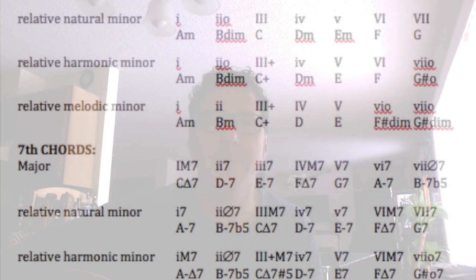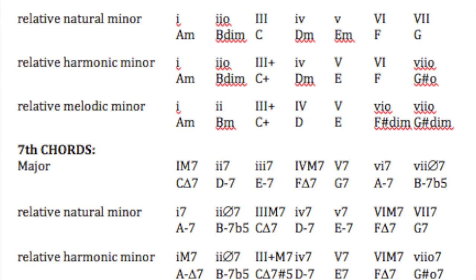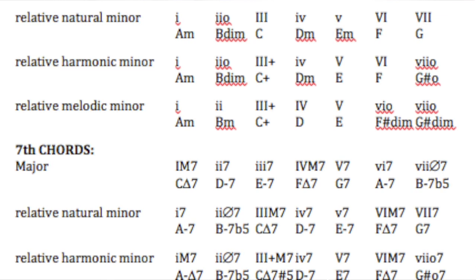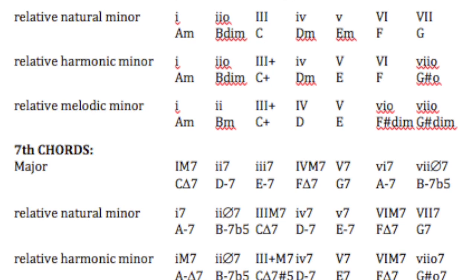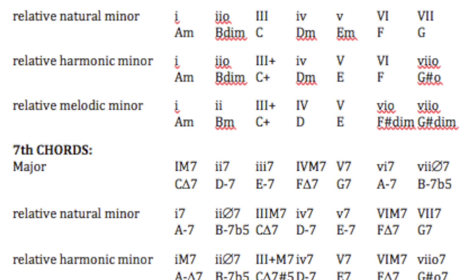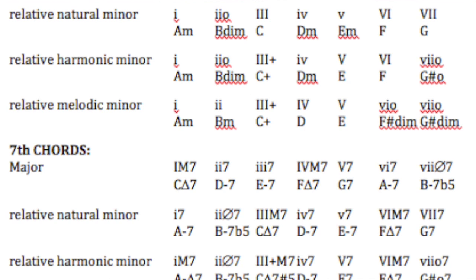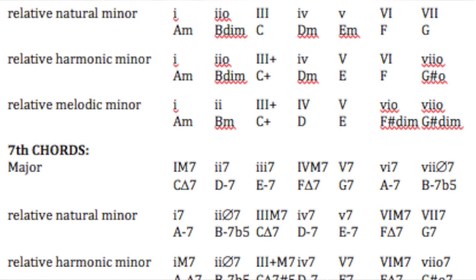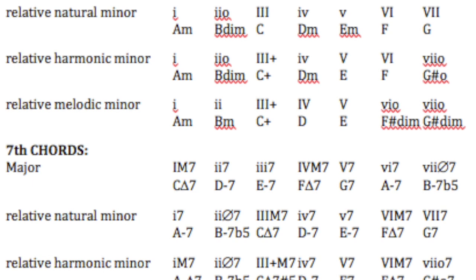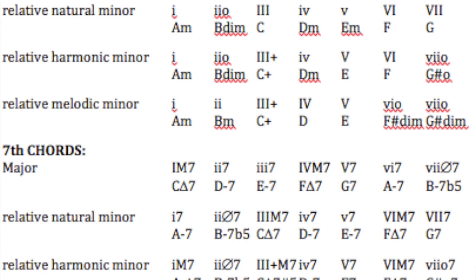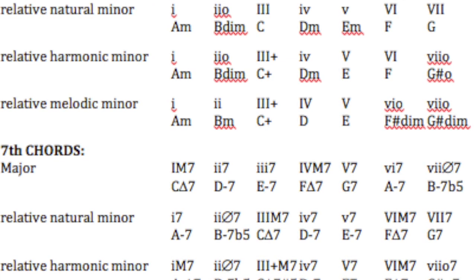Okay, so to review, if you're in a major key, you get the C chord as the 1 chord, assuming you're in the key of C, but you've got to be able to do this in every key, of course. 2 chord is minor, 3 chord is minor, 4 chord is major, 5 chord is major, 6 chord is minor, and the 7 chord is diminished, but rarely used in pop music. The relative minor, it's like starting on the 6th chord in major. The 1 chord is A minor, 2 chord is B diminished, the 3 chord is major, the 4 chord is minor, 5 is minor, 6 is major, and 7 is major.